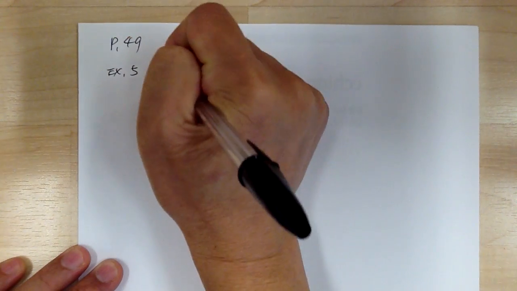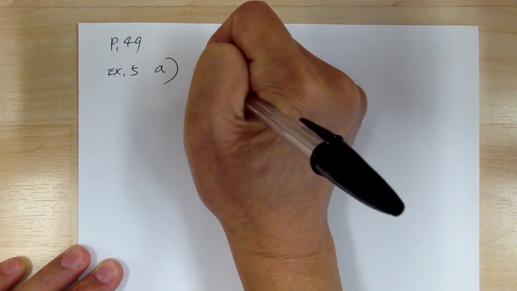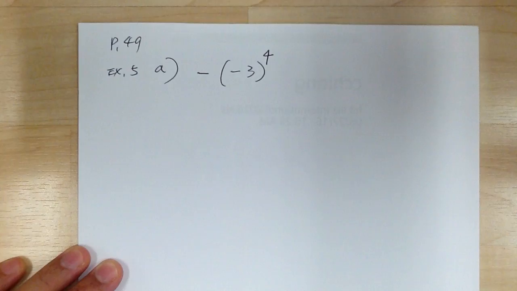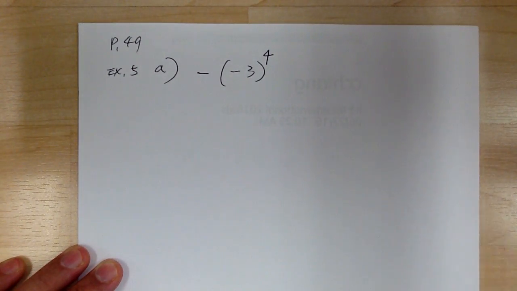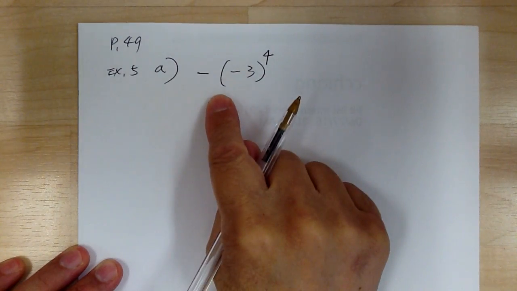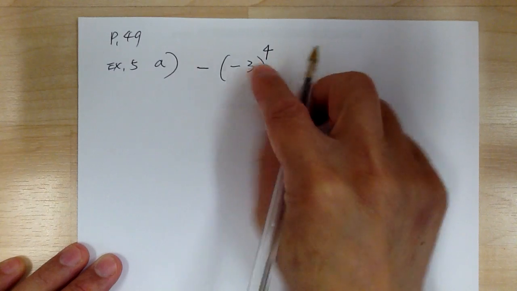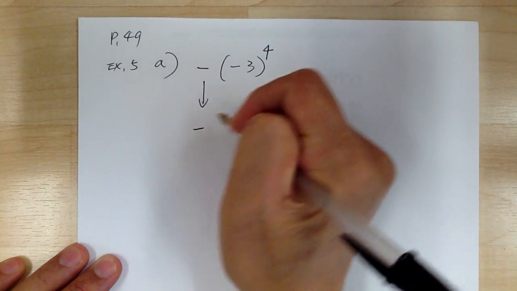Example 5, A. So you've got negative parentheses negative 3 to the 4th power. So you need to do it step by step. First you need to apply the exponent. So leave this alone, this is negative.